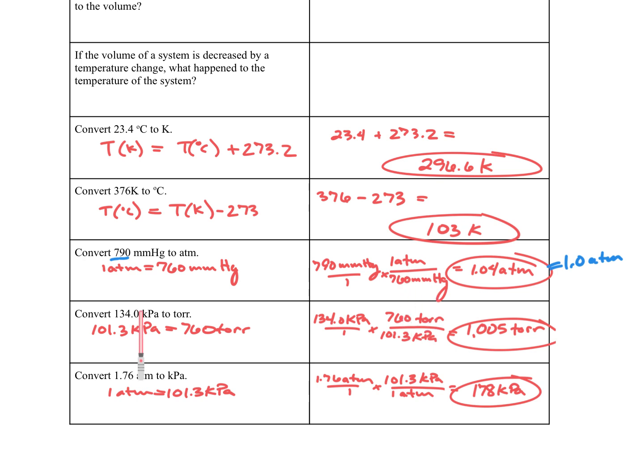Okay, the next question asks you to go from kilopascals to torr, and so here's an equality from kilopascals to torr. You set up the dimensional analysis so that the kilopascals will cancel. You should be left with 1,005 torr. This measured value at the beginning has 4 sig figs, so your answer should have 4 sig figs. The last question asks you to go from ATMs to kPa. Here's an equality that relates ATMs and kPa. So 1.76 ATMs times 101.3 divided by 1 gives you a final answer to 3 significant figures of 178 kilopascals.